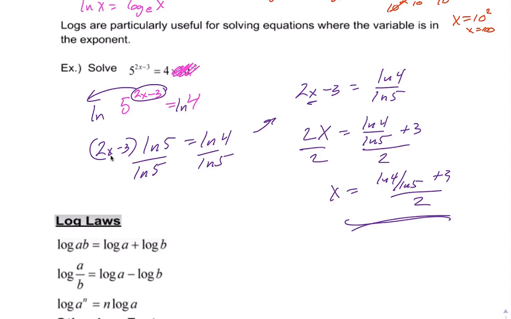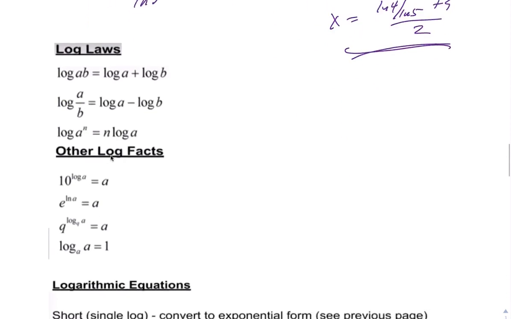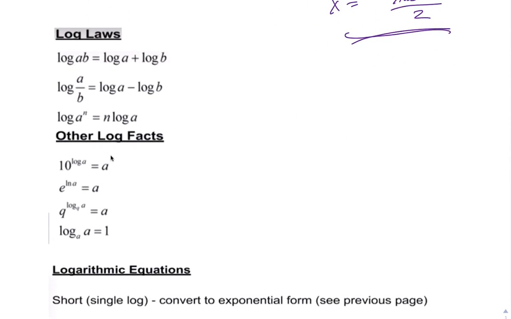Something to that effect. Don't forget our log laws. IB loves using log laws. If you're multiplying two numbers inside a log, it's the same thing as adding the logs. So if you get something like this, you could write it like this. If you're subtracting logs, you're dividing. So likewise.